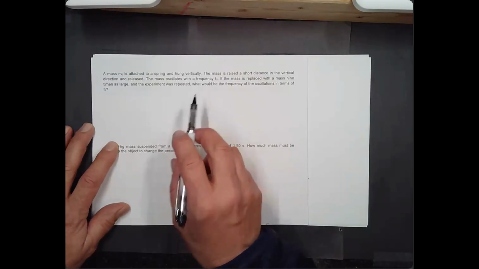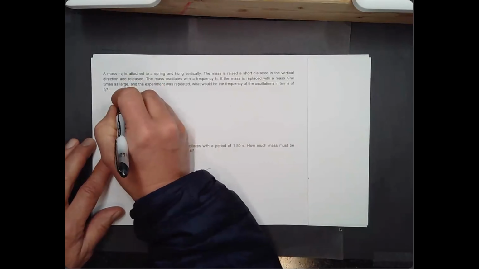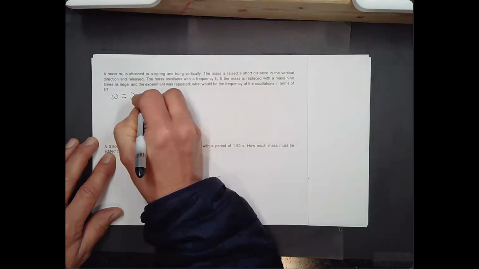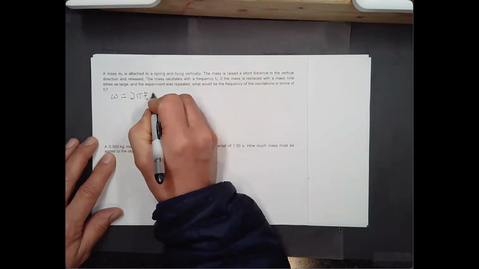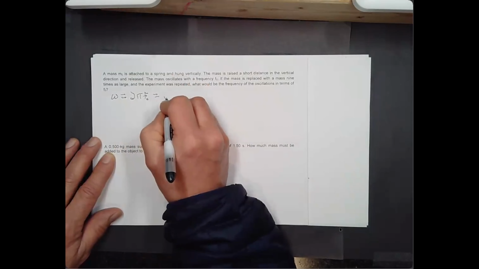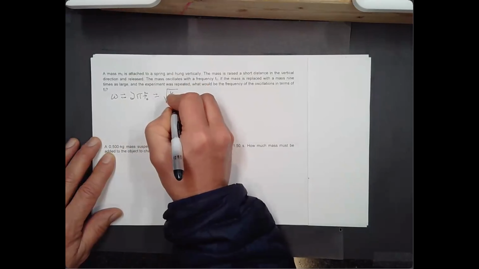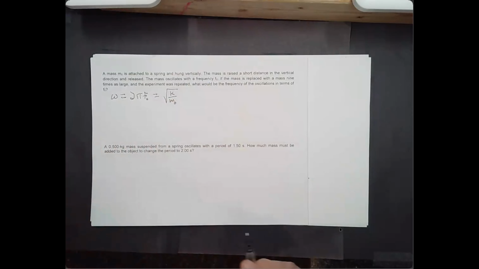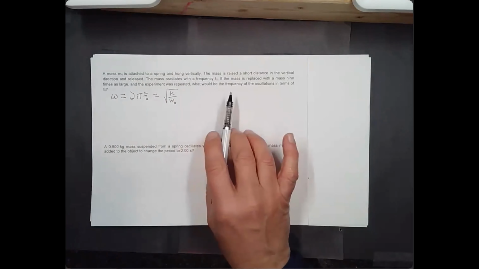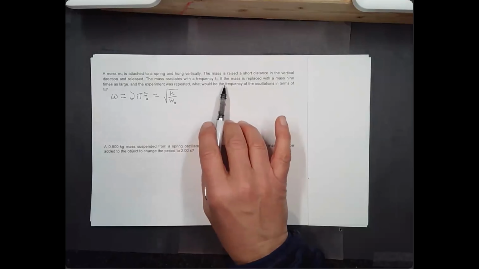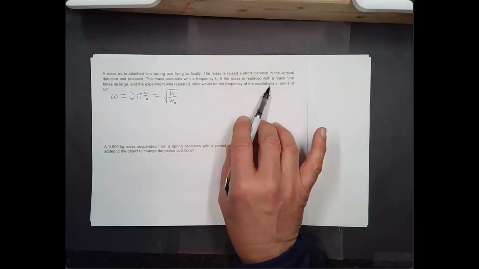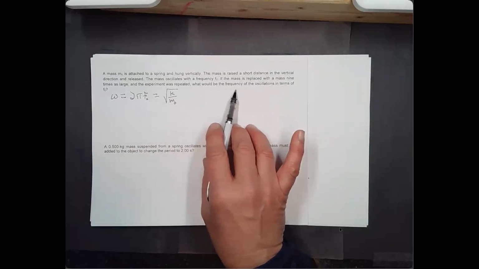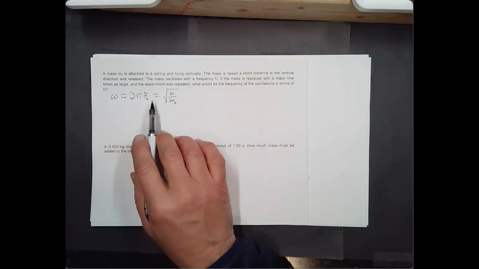So something that we could write off the bat here is that omega, which is 2 pi f naught, is going to equal the square root of the spring constant divided by that initial mass that was on there. Now, if the mass is replaced with a mass 9 times as large and the experiment is repeated, what would be the frequency of oscillations in terms of f naught?